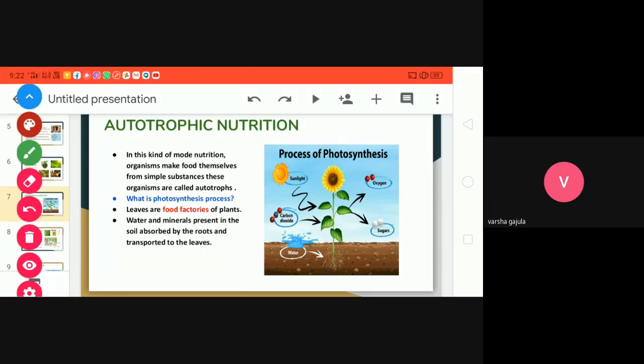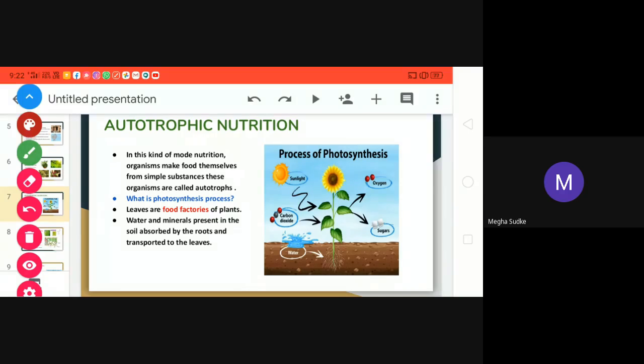Is it clear? Which part contains chloroplast? Leaf. Yes, leaves contain chlorophyll, right? So it is the main substance to prepare food by the photosynthesis process, right? That's why leaves are called food factories of the plants. Is it clear? Next.